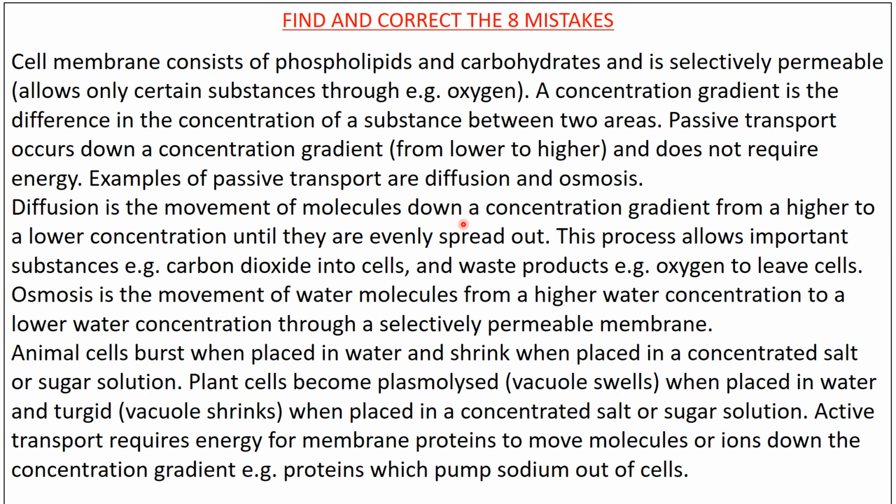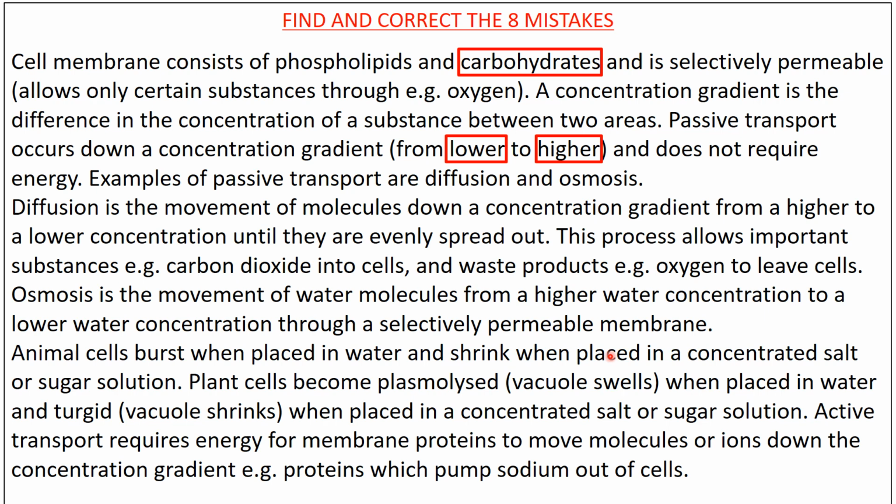So let's read through this. So cell membrane consists of phospholipids and carbohydrates. That should be proteins. And is selectively permeable, only allows certain substances through, e.g. oxygen. A concentration gradient is the difference in the concentration of a substance between two areas. Passive transport occurs down a concentration gradient from lower to higher. That's wrong, isn't it? So that should be from higher to lower, and does not require energy. Examples of passive transport are diffusion and osmosis.